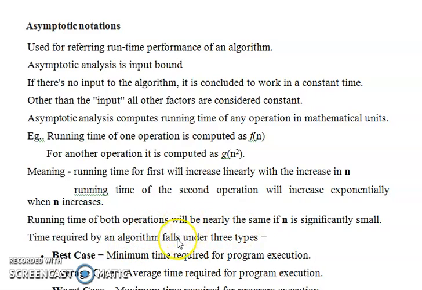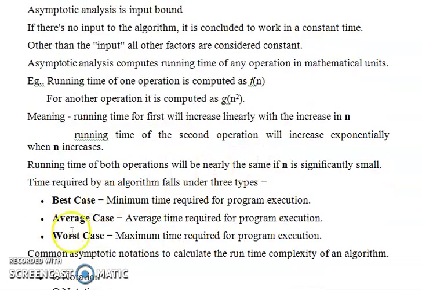An algorithm can be of 3 types: best case, average case, worst case. Minimum time required for a program execution is considered as the best case. Maximum time requirement is the worst case, and anything in between these two is considered as average case.